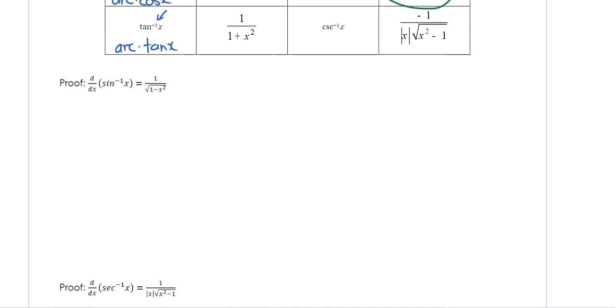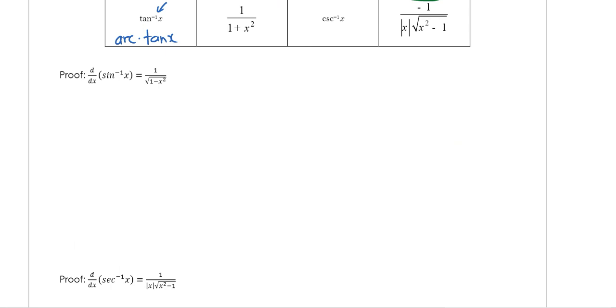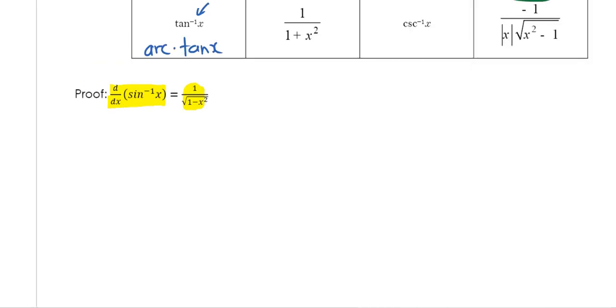So the first part of the lesson is I want to show you the proof of finding the derivative of the inverse of sine x, so that we get 1 divided by the square root of 1 minus x squared. So I'm just going to zoom in here and pull this up.